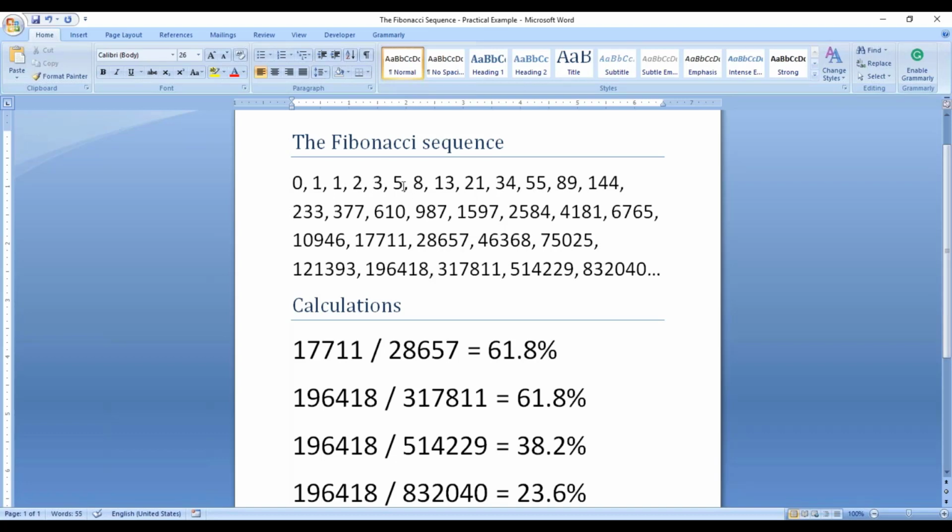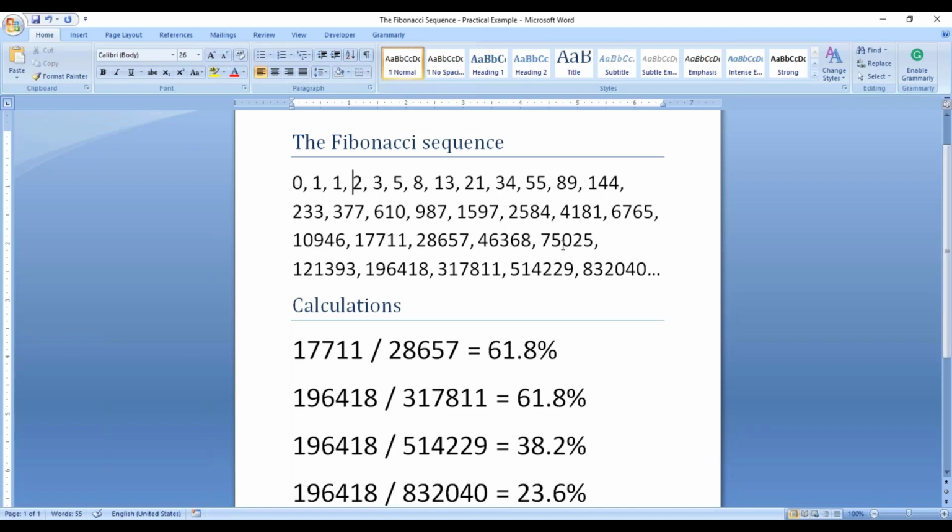We add 3 to 2, we get 5. We add 5 to 3, we get 8. Then so on and so on until 89 and 55. We add 89 to 55, we get 144. We add 144 to 89, we get 233. And so on until we get the big numbers.